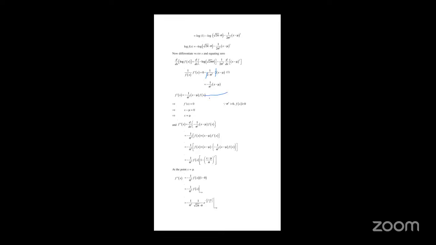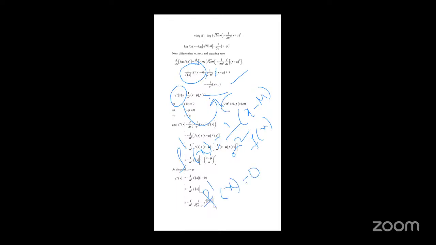So this is the thing. We are having 1 by f of x into f dash of x, right? So f of x can be sent to the right hand side. So we will get the answer as f dash of x is equal to minus 1 by sigma square into (x minus mu) f of x. So what we are saying, f dash of x is equal to 0, right? In the conditions, sigma square should be greater than 0, and f of x should also be greater than or equal to 0.